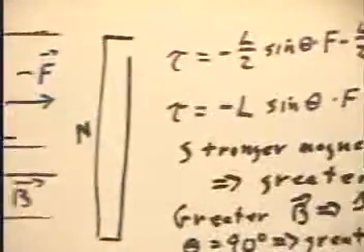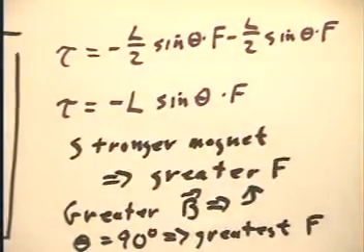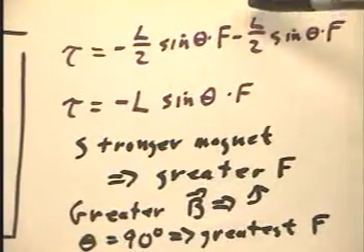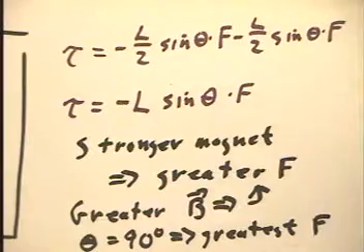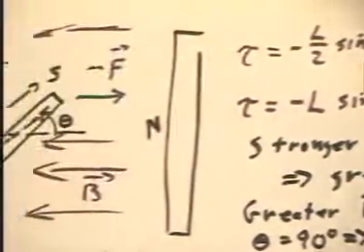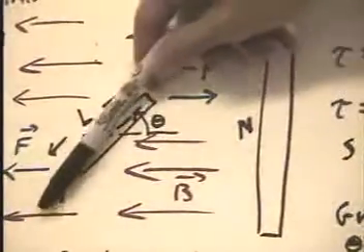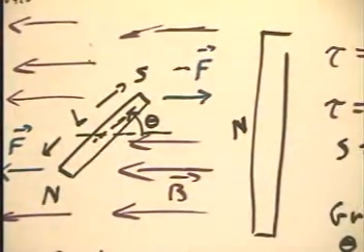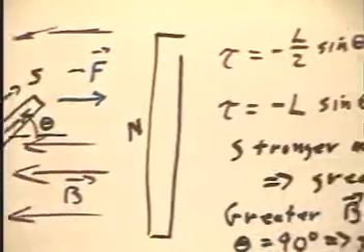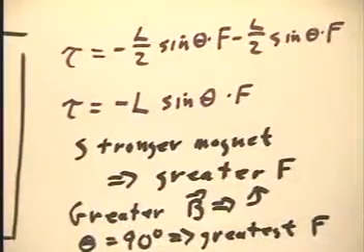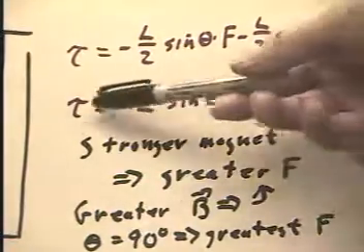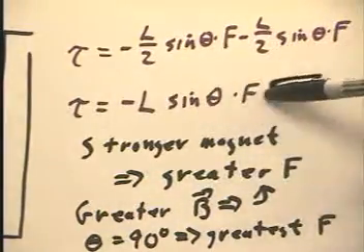So that we have torques negative L over 2 sine theta times F and another negative L over 2 sine theta times F. Now these torques are negative because they both tend to rotate the bar magnet in the clockwise direction, and by convention the clockwise direction is negative. If we add these two equal torques, we see that the total torque is negative L sine theta times F.